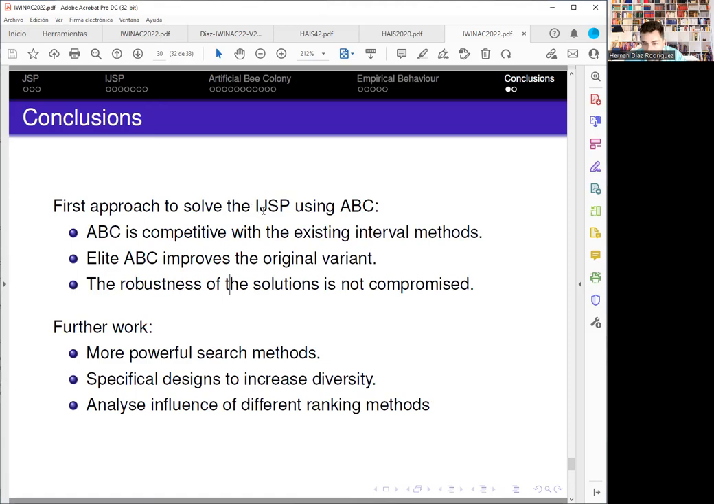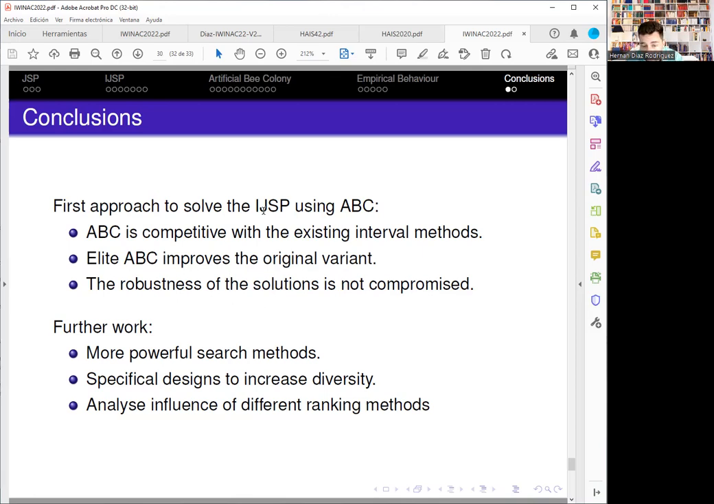So to conclude, I will say that this is a second approach to solve the IEASP using ABC. ABC is competitive with the existing interval methods. We are able to improve the results of the genetic algorithm and reduce the relative error by 1/3. Elite ABC improves the original variant, especially Elite 3, which is achieving not only better results, but it has an extra parameter that allows us to model the balance between exploration and exploitation in the algorithm, and the robustness of the solutions is not compromised.